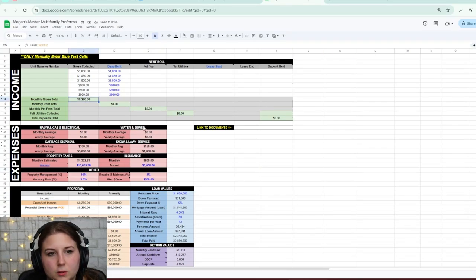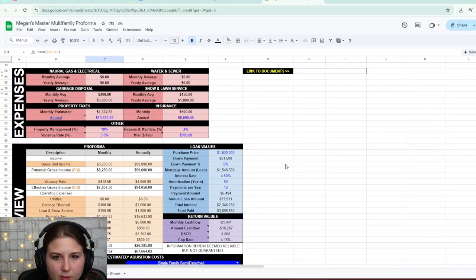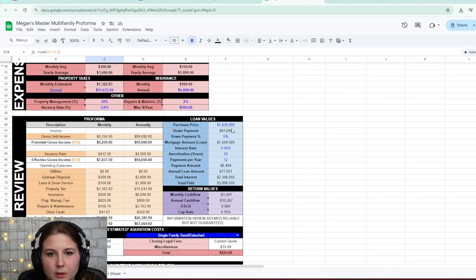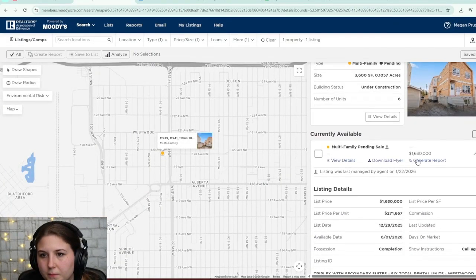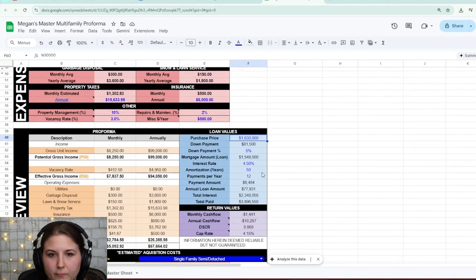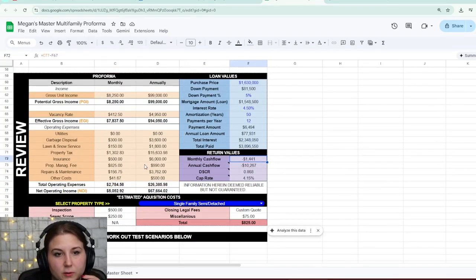So we have a total of 8,250 coming in every month. That does not include what is being collected for utilities, because the tenant pays for utilities. That's not yours to pay for. So if we're looking at this at the purchase price of 1.63, yep, that's correct. If we only put 5% down at a 4.5% interest rate, 50-year amortization, paying 12 times a year, this does not cash flow.